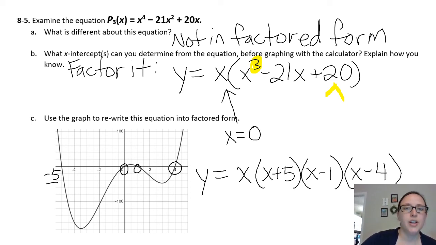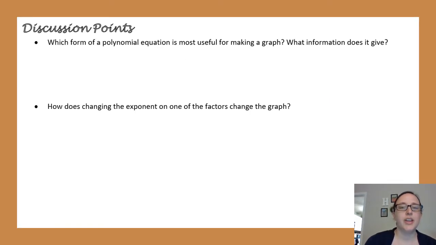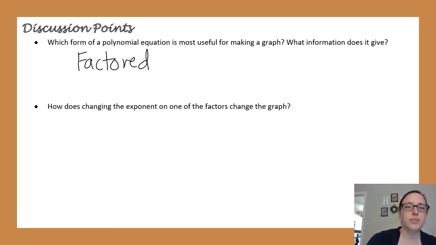All right. And then overall, it's a 4th degree polynomial, so we should have 4 factors. So 1, 2, 3, 4. So we're good. You can always put this in your graphing calculator or Desmos to check. All right, so which form of the equation is most useful? That would be factored form. And what information does it give? Gives us the x-intercepts.